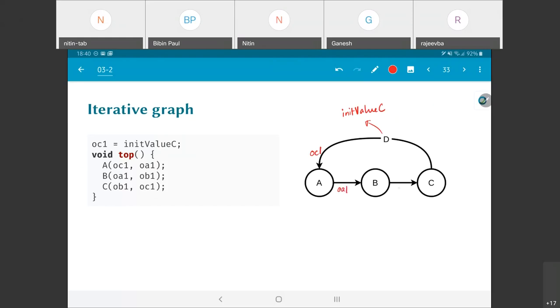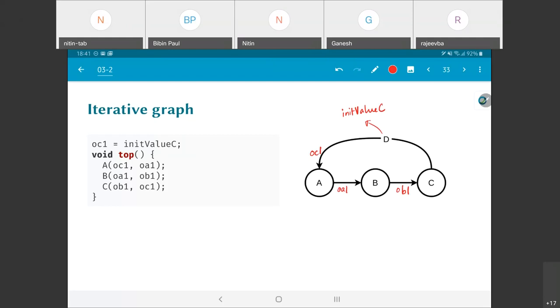That is consumed by B, which produces OB1. Because that initial token, that init value C, was present on the edge between C and A, I do not have deadlock. A can actually execute the first time around. And after it does that, it then produces a sequence of outputs which then proceed without any problem.